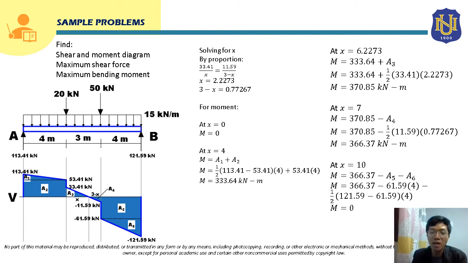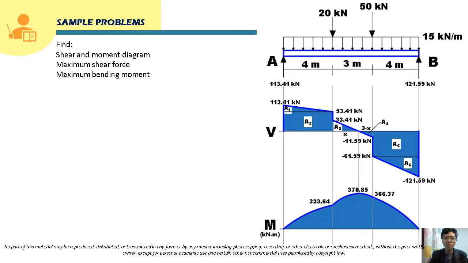Okay, so we are going to plot these values, class, of moment in the moment diagram. Plotting the values of moments that we computed in the moment diagram, starting here at this point. At this point, class, the moment is 0. At this point, which is 4 meters from the left, the moment here is 333.64.